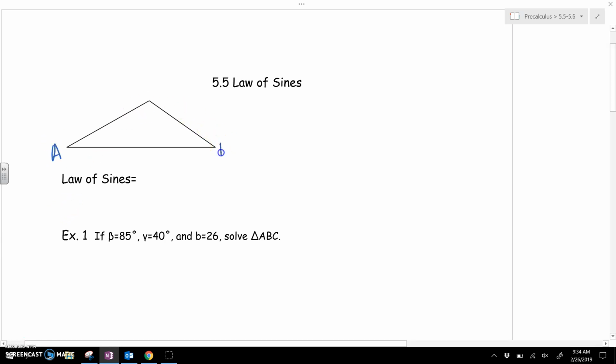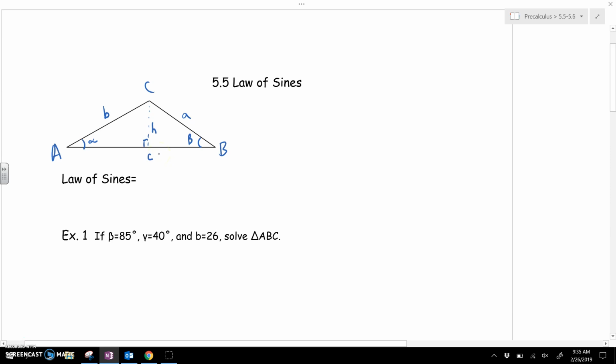Call it triangle ABC. We're going to call this angle alpha and this angle beta, which means that side B is across from angle B and side A is across from angle A, side C across from angle C. Now, if we wanted to, we would be able to divide this in half and actually make it two right triangles, where this would be H.